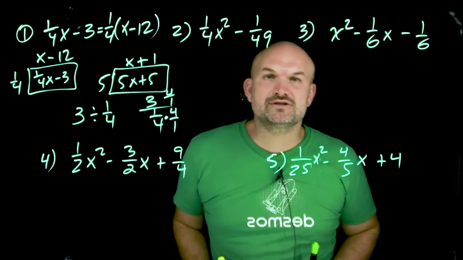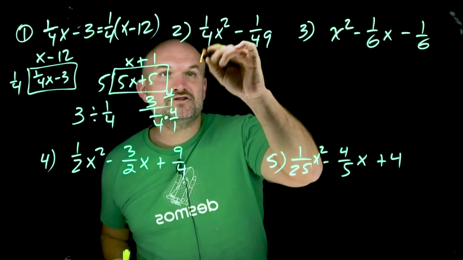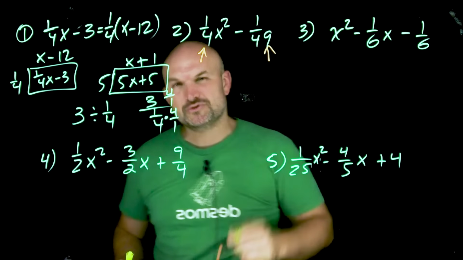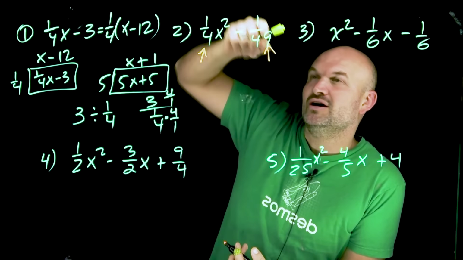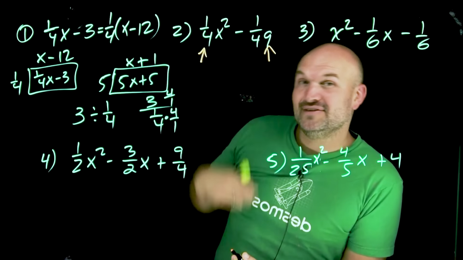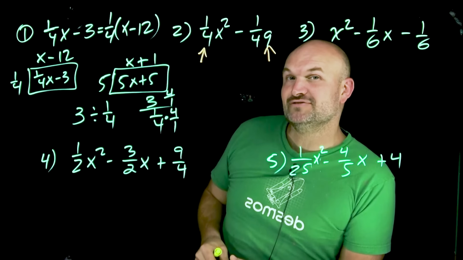The next thing. What about looking for your special products, ladies and gentlemen? Hey, first term is a square number. Second term is a square number. What do you mean they're fractions? Yeah, it's just a square number under 1. So again, it's negative, it's a binomial. Does this follow the difference of two squares?